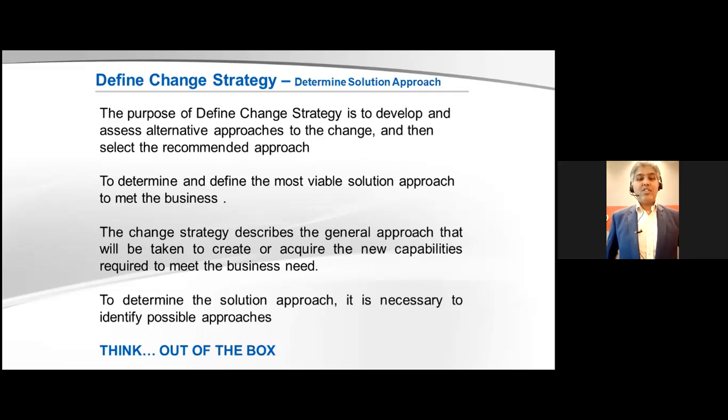So we can search on the internet and find out who's doing what. Rather than telling the first solution that comes to our mind, that's what the user does. When a user says I need this, he has tried to think about it, and the first thought he gets in his mind he just tells you, and that becomes his solution. So when defining the change strategy, we have to think outside the box. One of the out-of-the-box ideas could be outsourcing.